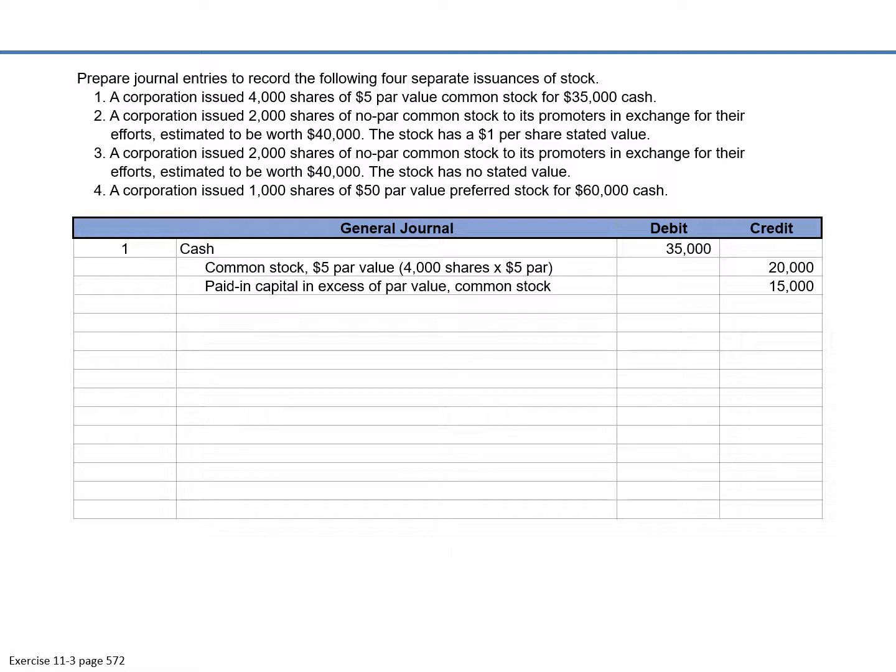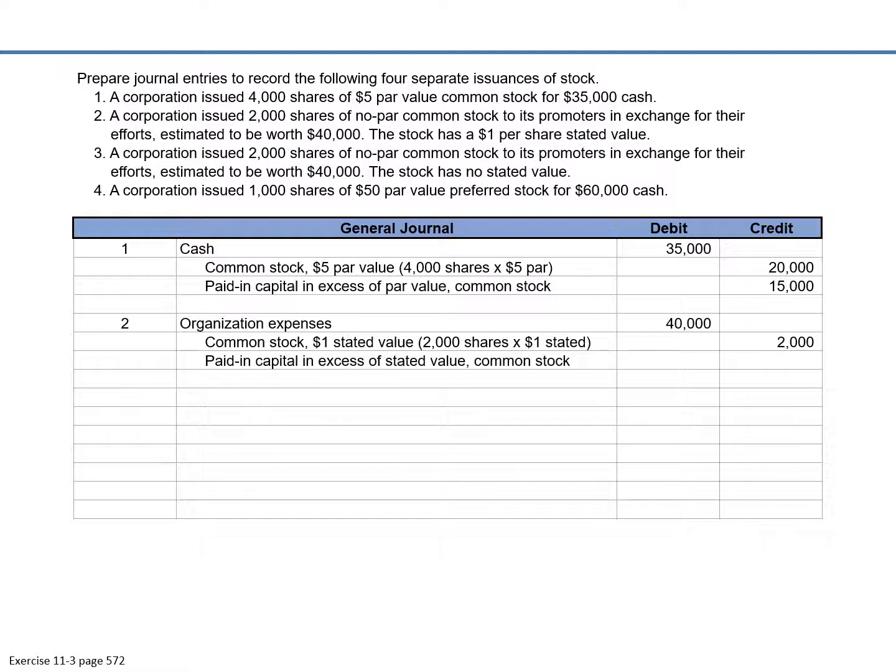In situation 2, the corporation issues 2,000 shares of $1 par value common stock in exchange for the promoter's efforts, estimated to be worth $40,000. So we'll have a debit to organization expenses of $40,000, a credit to common stock for the par value, $1 times 2,000 shares, and a credit to paid in capital in excess of par of $38,000. So in situation 2, what they're doing is they're issuing stock to the promoters that are helping them to promote the stock. And so that just gets debited to organization expenses. Okay.